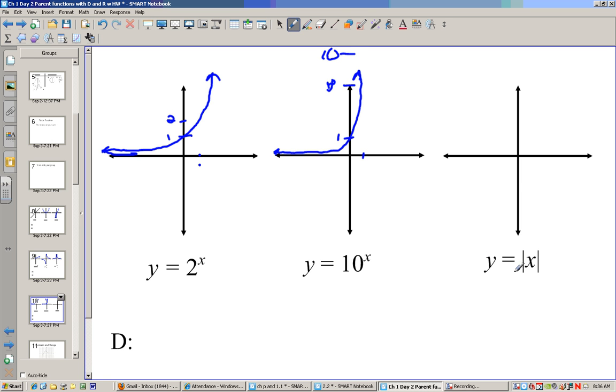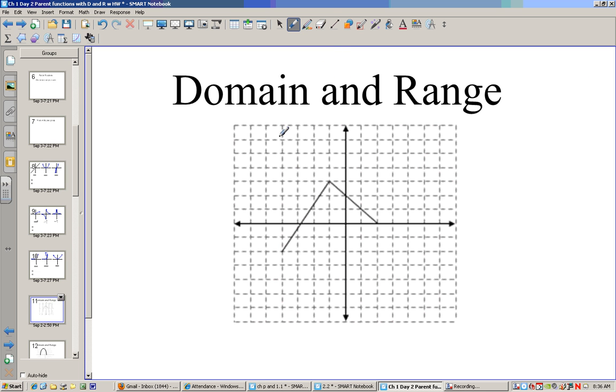All right, this is y equals the absolute value of x. It goes out in both directions like that, and it creates a V. All right, now we need to talk about domain and range. Domain is the set of all possible x values. Range is all of the possible y values.